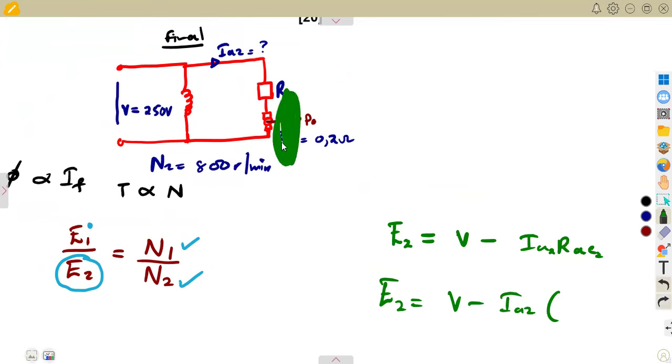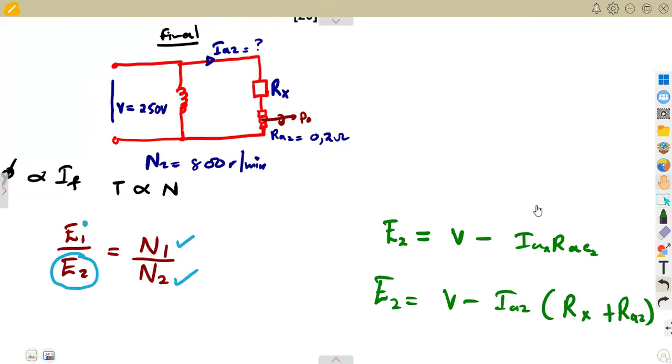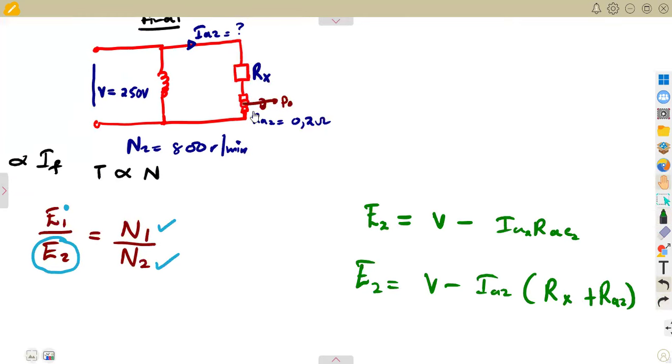Now in part of this armature circuit, you're considering everything that is affecting the armature. There is a series connection which is affecting the armature. So you are going to add, because this is in series, Rx plus the armature resistance. That means this is what you're going to have at the end, because there is a series resistor. So as you can see, we need this in order for us to calculate Rx.